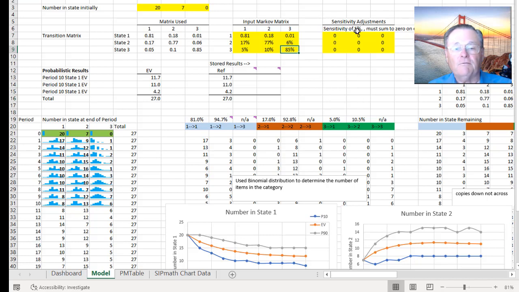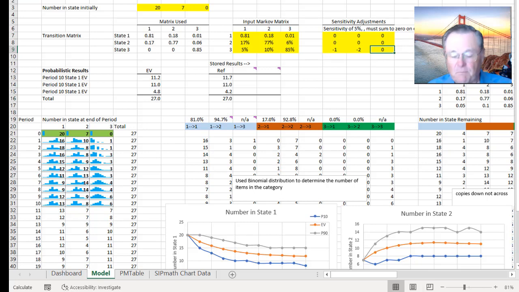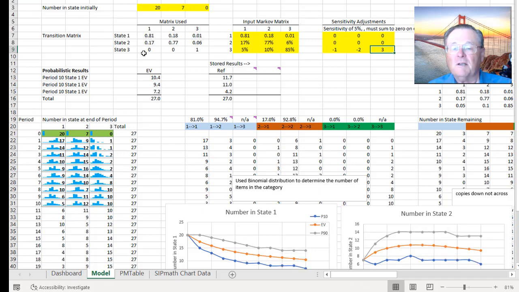This is sensitivity of 5%. So if I came over here and did a minus 1 here and a minus 2 here, and this has to balance, so I'll do a 3. So now you can see what's happened to my Markov is, if it gets into state 3, it always stays in state 3. That's what that 100% means. So now let's record that over here as values.